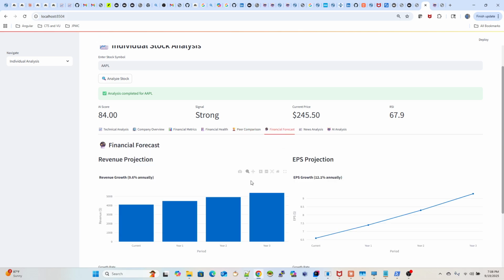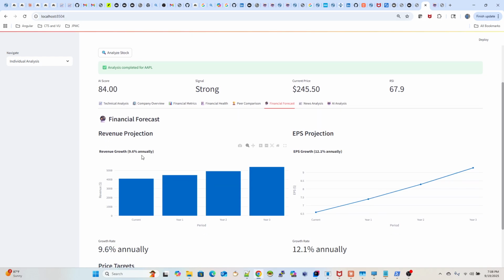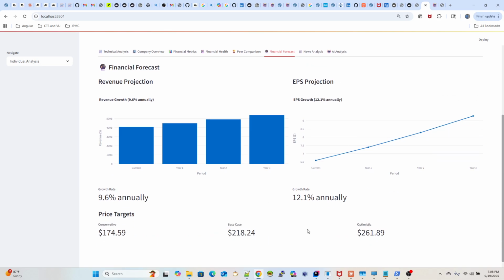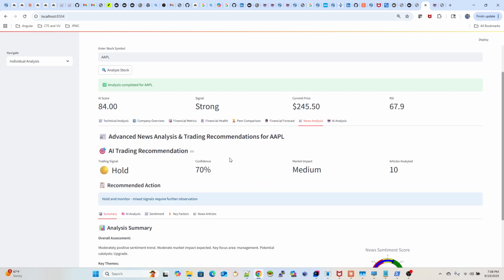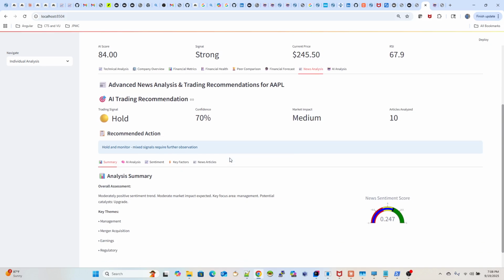And then the financial forecast will tell you the annual growth on the revenue, and at the same time EPS related stuff. These are pretty important details for the analysis. Now the important thing is news analysis. When you click on the news analysis, it will go and fetch news from different data sources, and then it will finally generate the comprehensive data here.